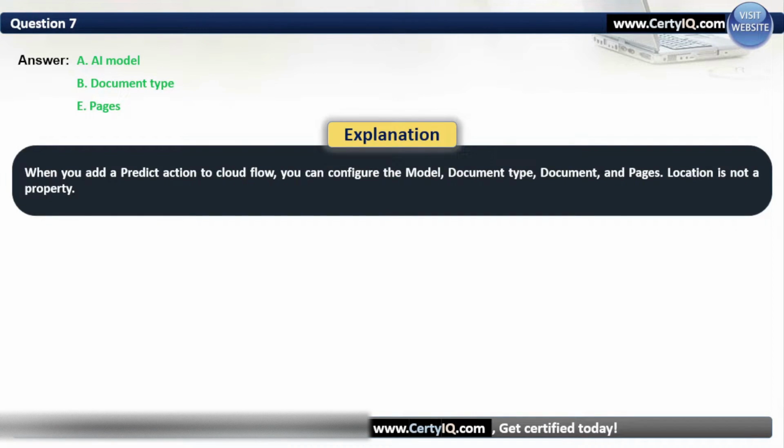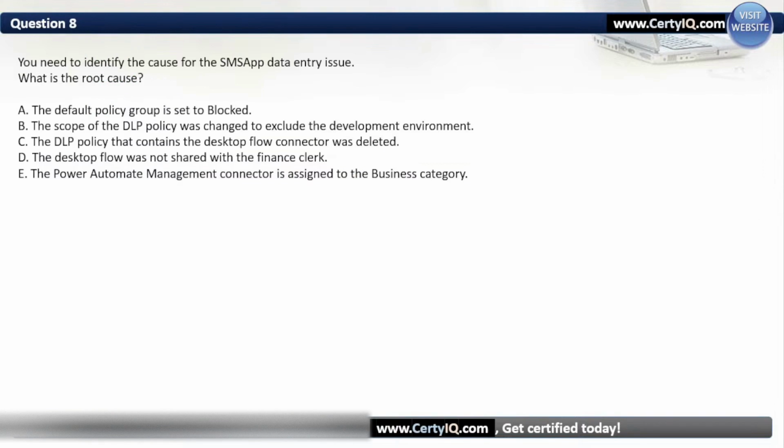When you add a predict action to a cloud flow, you can configure the model, document type, document, and pages. Location is not a property. Question 8. You need to identify the cause for the SMS app data entry issue. What is the root cause?